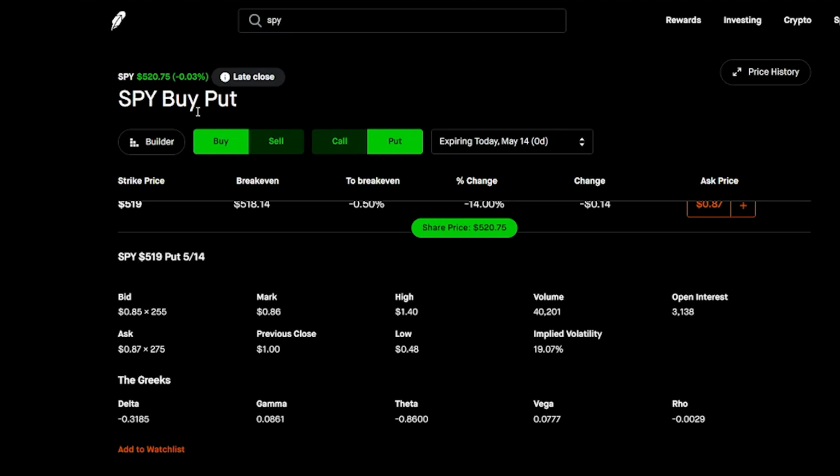This is a put, however, so if it does jump out the window, that'll be good for us. But that's just to give you guys an idea of exactly how you would trade options on Robinhood and paying attention to these key factors. Like I said, when you click on the option, pay attention to your volume, pay attention to your open interest, your delta, and your theta.